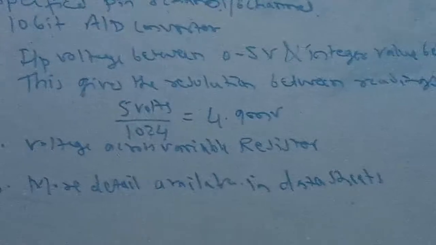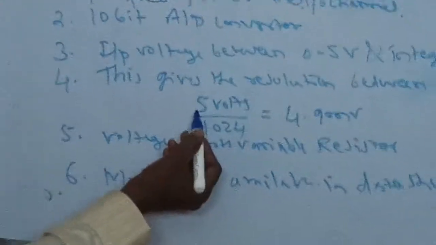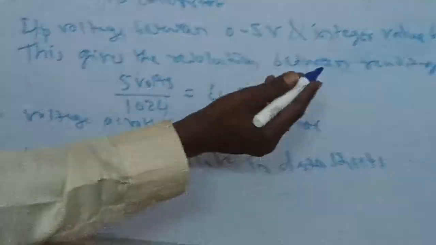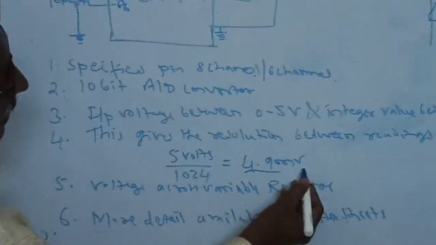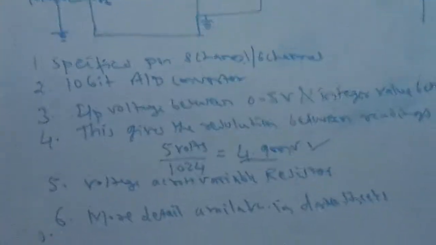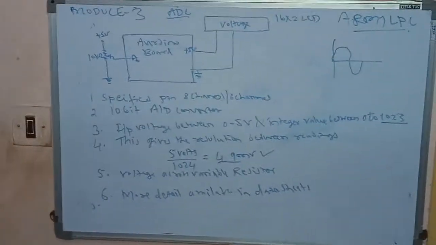The fourth point is how we will find out the resolution. We can take the calculation factor as maximum voltage divided by maximum integer points. Maximum voltage is 5 volts divided by 1024, the maximum integer. Then we will get 4.9 millivolts, not more than this, on the display board. This is another measurement tool in case of voltage.